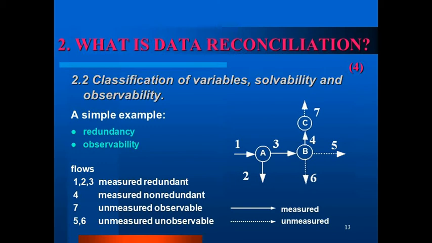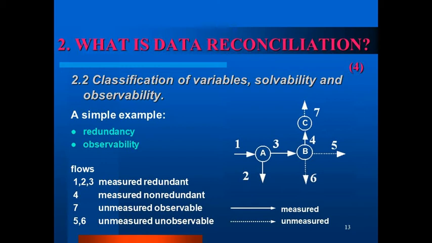The balance around the node A contains 3 measured streams. The balance around this node is overdetermined, measurement of one stream is redundant. Balance around node C contains one unmeasured stream 7, which can be calculated from the balance. Stream 7 is therefore observable.